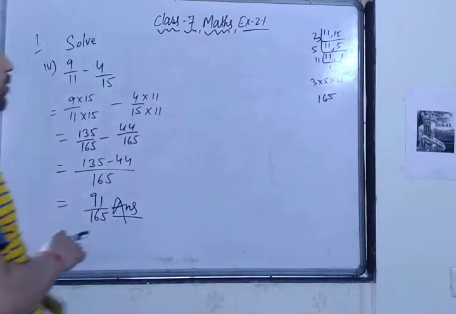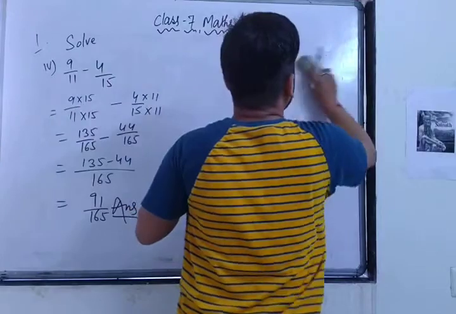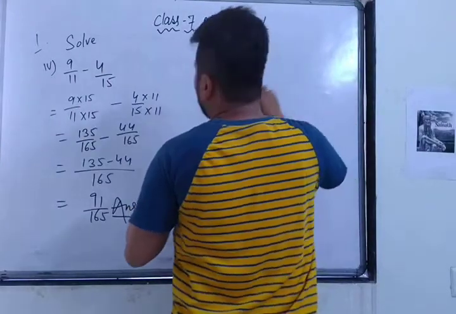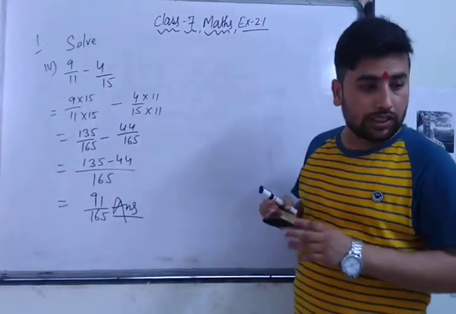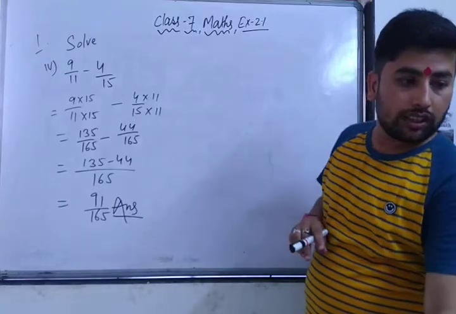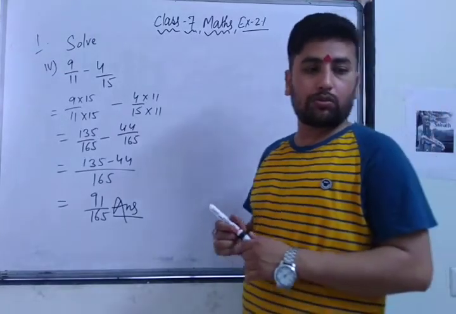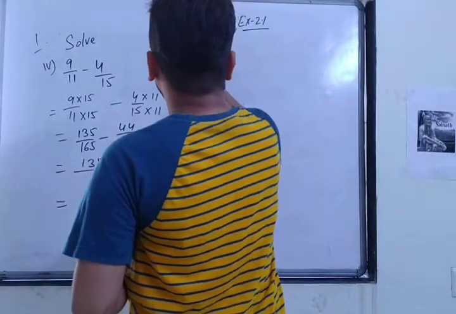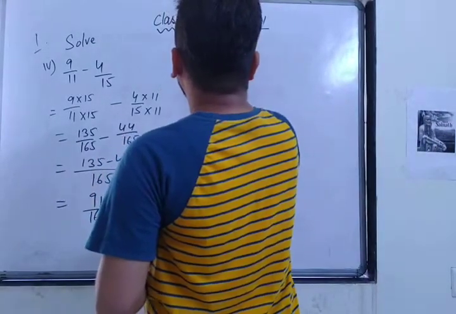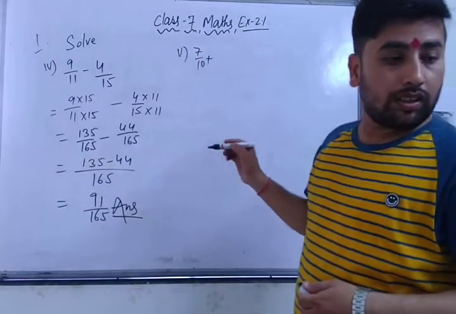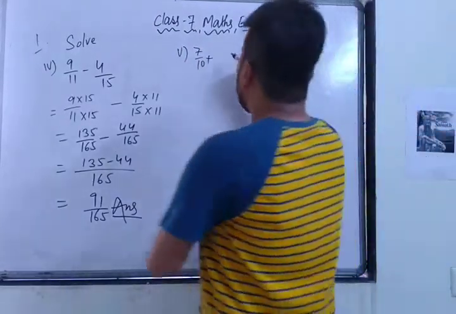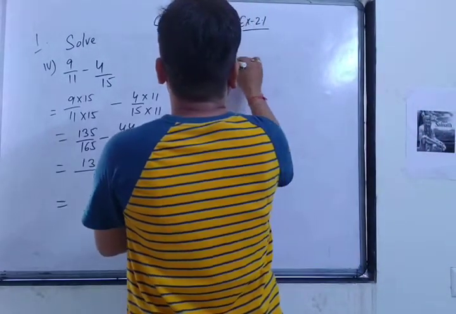Now let's come towards question number 5. What is question number 5? Question number 5 is 7 by 10 plus 2 by 5 plus 3 by 2. 7 by 10 plus 2 by 5 plus 3 by 2.